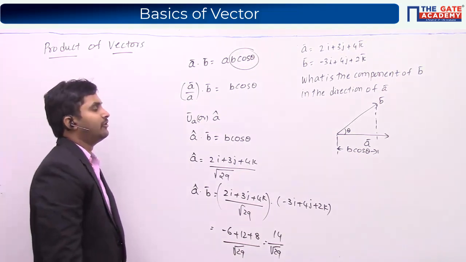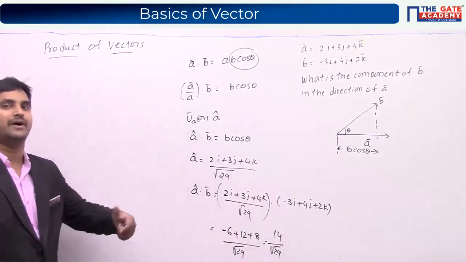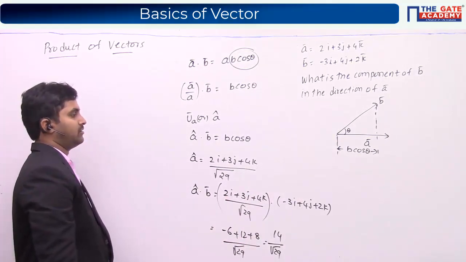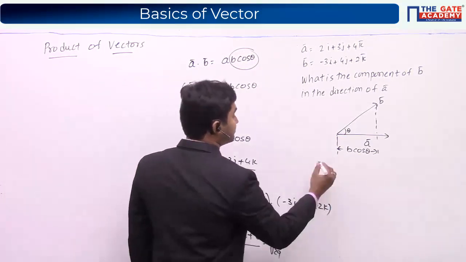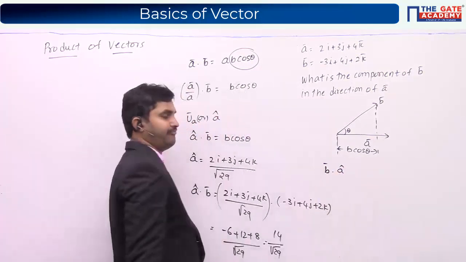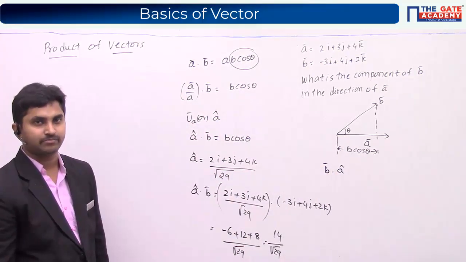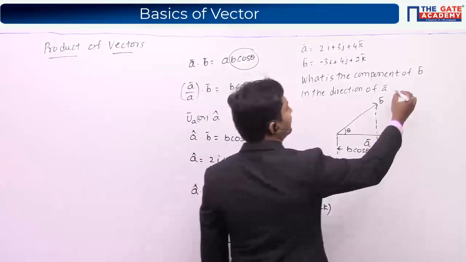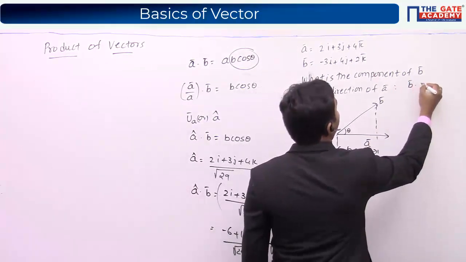So what is the component of B bar in the direction of A bar? It is nothing but 14 divided by under root of 29. So what is the formula that we have used? It is nothing but B bar dot A cap. Can I write it like this? So here we are using the formula that the component of B bar in the direction of A bar is nothing but B bar dot A cap.